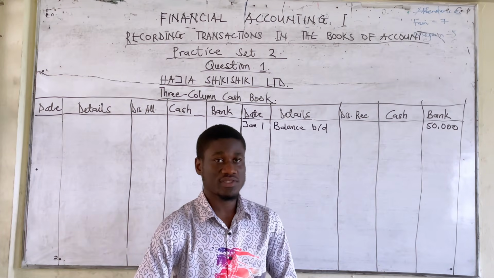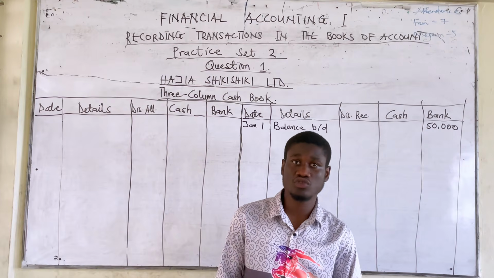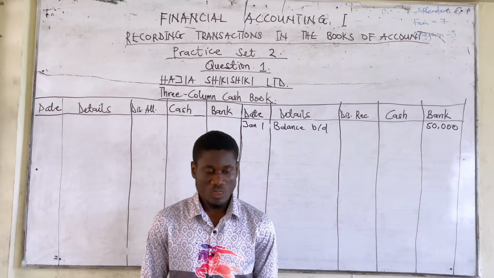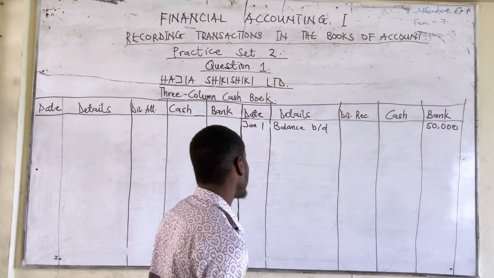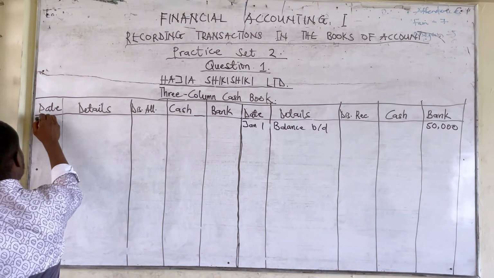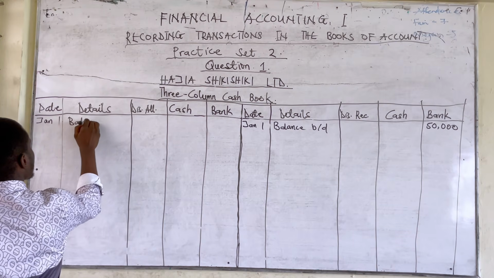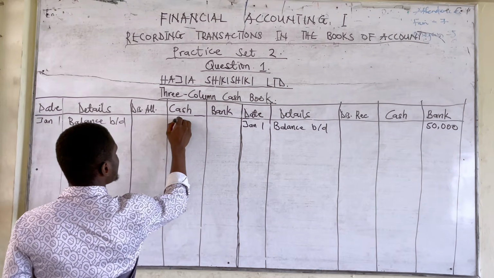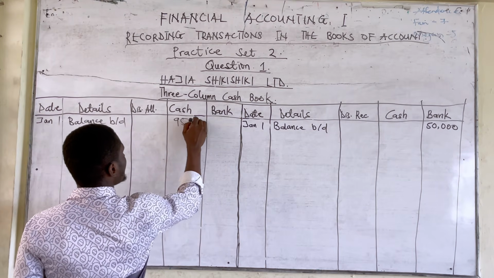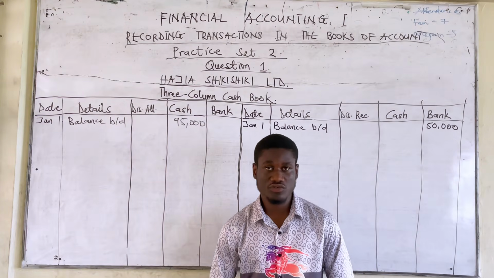Good. Then move to the next one because it's 1st January, so that's the balance we use to start the year. And for cash, we had a balance brought down of 95,000. So 1st January, $95,000. Good.